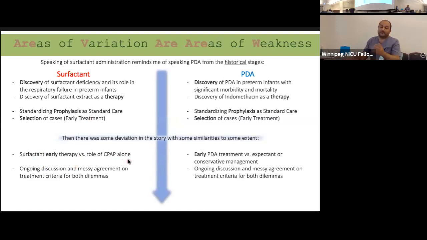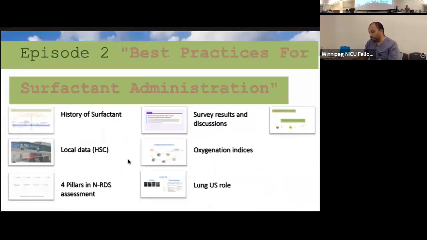And then the conservative measures, like, okay, just CPAP is enough, or no, you need the surfactant and you have to administer it earlier. All of these discussions are so similar in the history of neonatology with the common illnesses. And I found the PDA as an example similar to it.